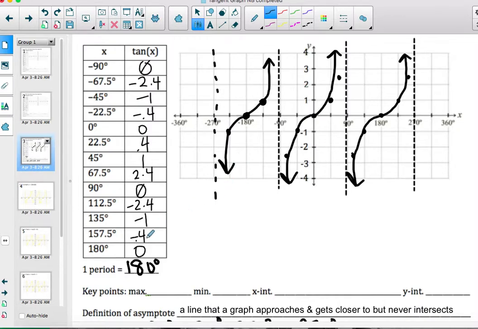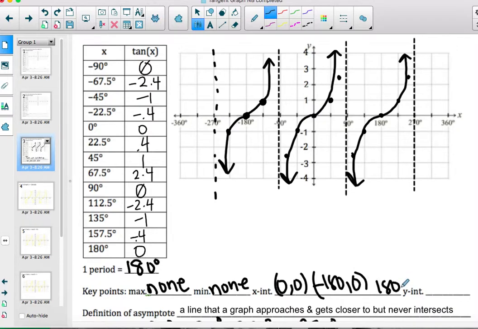Okay, so key points here. Maximum, we're never going to have one. Okay, we're infinitely approaching up towards these asymptotes. Minimums, we're not going to have one. We're continually approaching down towards these asymptotes. X-intercepts, those key ones that you need to know. We're going to cross the x-axis at 0, 0, negative 180, 0, and 180, 0. And those x-intercepts will continue because this can repeat left and right forever. The y-intercept is only ever going to be 0, 0.